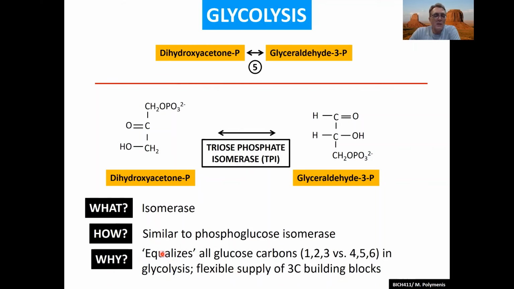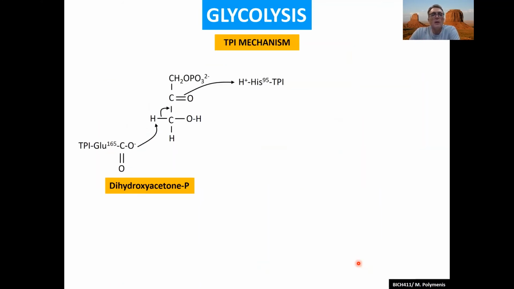The why here is that it equalizes all glucose carbons. So whether you are 1, 2, 3, that's equivalent now to 4, 5, and 6 in glycolysis. And so it's a flexible supply of interconvertible 3 carbon units. The reaction, again, as I said, will proceed through an enediol intermediate in exactly the same manner that we saw for phosphoglucose isomerase.